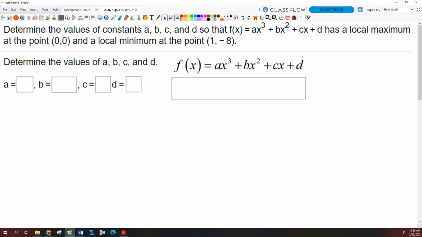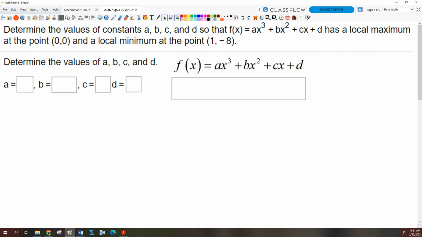Okay, what about this? Now this is kind of a cool one. We want to fit this cubic function given this information. What are they telling us? They're telling us we have a local maximum at the point 0, 0 and a local minimum at the point 1, -8. That's a lot of unknowns to solve for though, right?